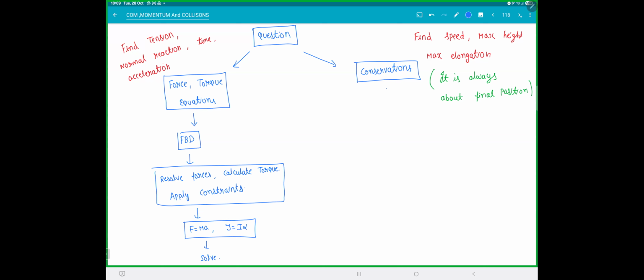But if you decide it's conservation, then we draw the final picture. You have to draw the final state. Now in mechanics, we have three conservations. You can either conserve energy, which we did in the last chapter. We can conserve linear momentum. Currently, we are doing it.